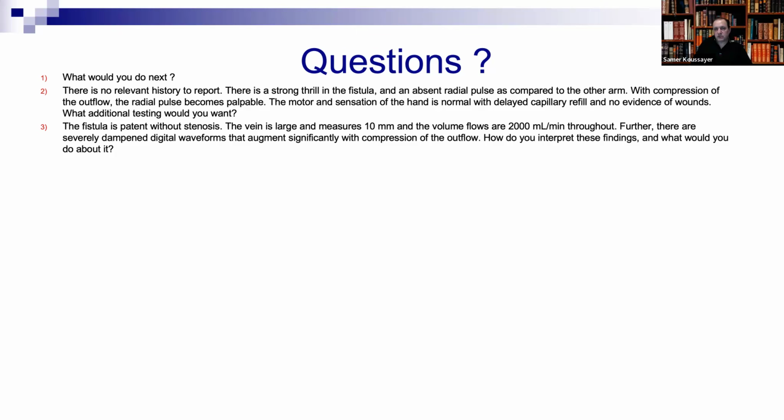How do you interpret this finding? What would you do about it? What do you think is going on with this patient? From this finding, this confirmed the patient has Steal syndrome. Correct. All right. So this confirmed that he has Steal syndrome.